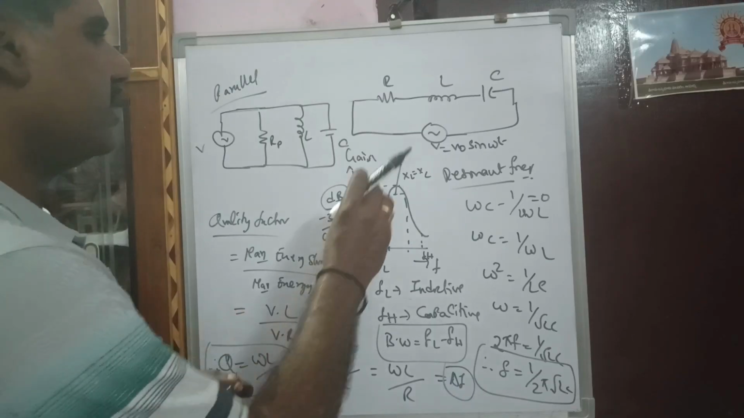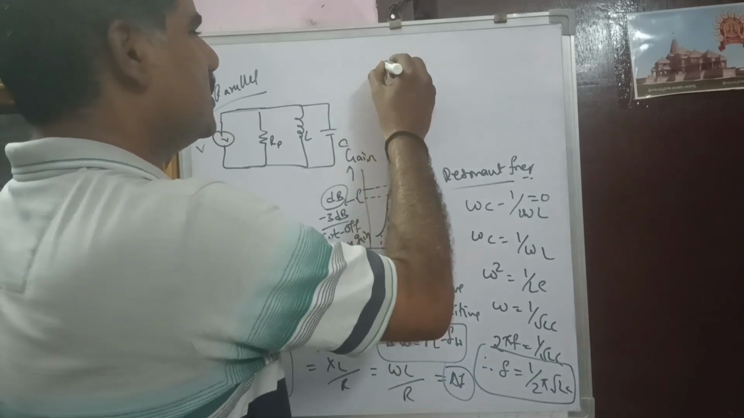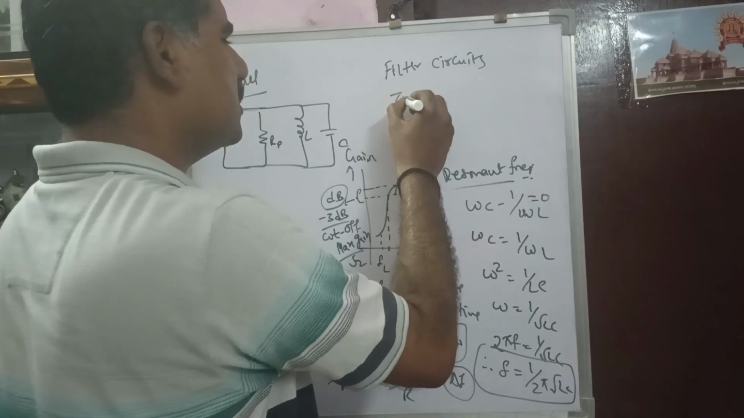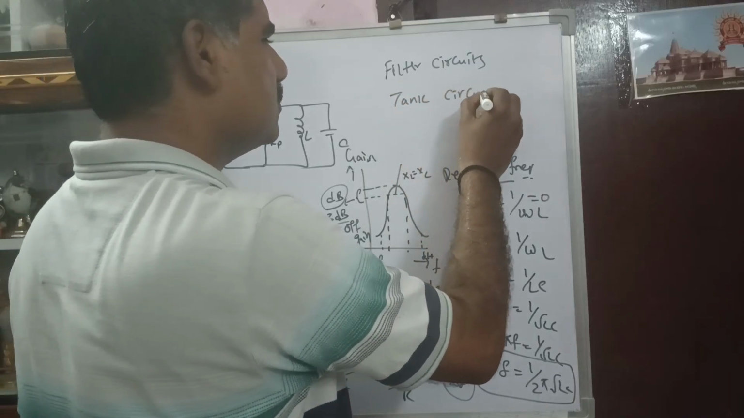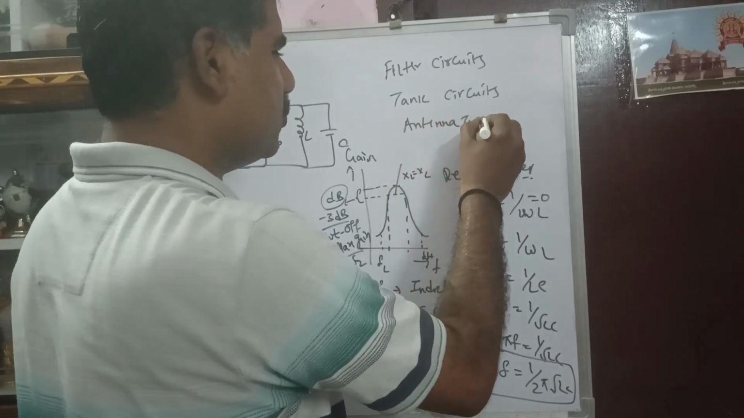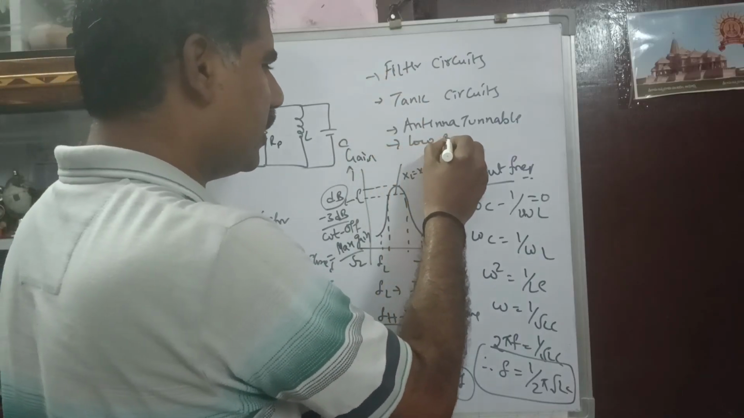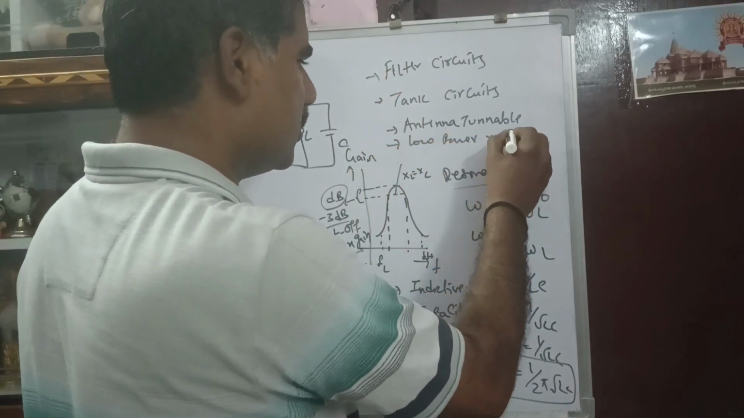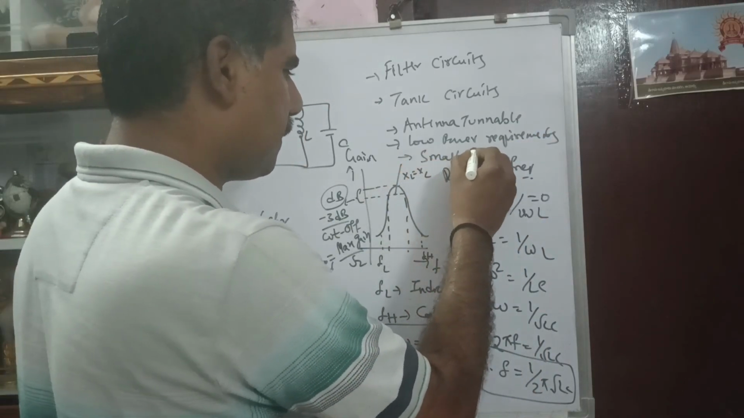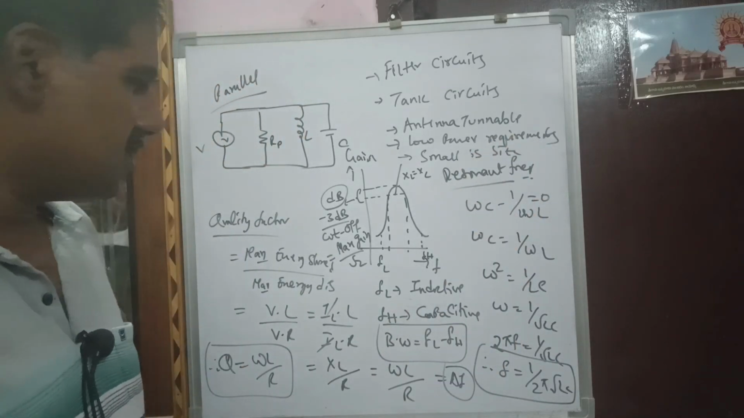Okay, these circuits are used in different applications. The first one is filter circuits. Another one is tank circuits. Another one is antenna; for antenna tuning it can also be used. They require low power in order to construct the above circuits, and they are small in size. These are the advantages of the parallel resonant circuit.